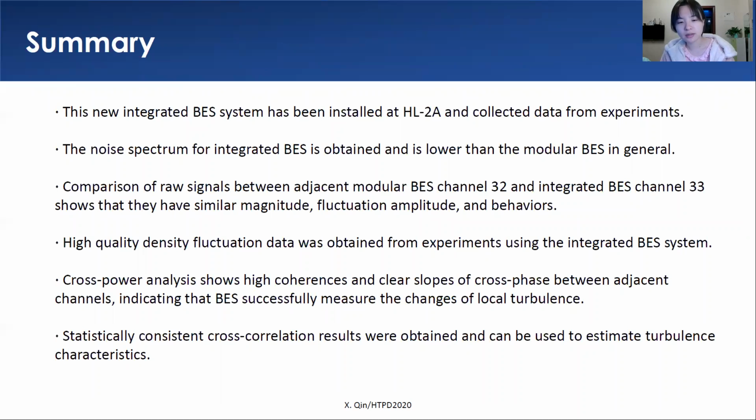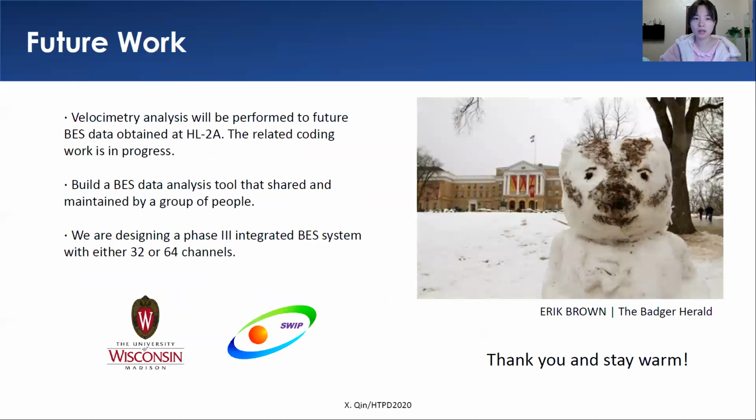High-quality density fluctuation data were obtained from experiments using the integrated BES system. Cross-power analysis showed high coherences and clear slopes of cross-phase between the adjacent channels, indicating that BES successfully measured the changes of local turbulence. Statistically consistent cross-correlation results were obtained and can be used to estimate turbulence characteristics.